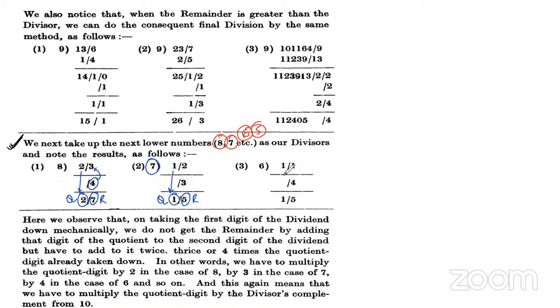When we have the 6, first we are dropping the 1. Now 1 is multiplied 4 times. After that it is added to the 1 here. So that 5 will be the remainder and the quotient will be 1.